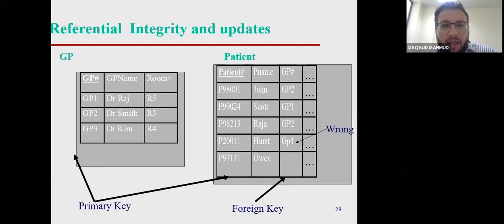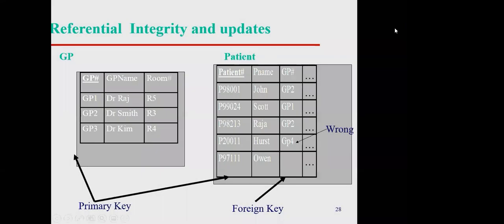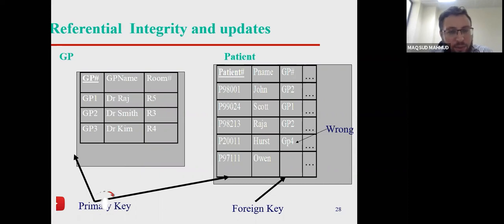Now see here, referential integrity. So what is the primary key and what is a foreign key in these two tables? The GP is the primary key. Yes, GP, doctor. But on the other side, it's a foreign key. So what is the GP? Gross profit. Okay, name it gross profit. So gross profit 1, 2, 3.